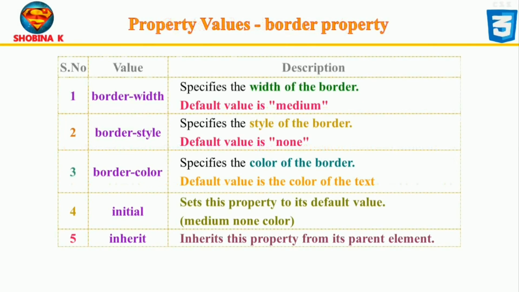The value border width specifies the width of the border. The default value is medium. The value border style specifies the style of the border. The default value is none. The border color specifies the color of the border. The default value is the color of the text. The value initial sets this property to its default value, so the default values are medium, none, and the text color. And the value inherit will inherit this property from its parent element.